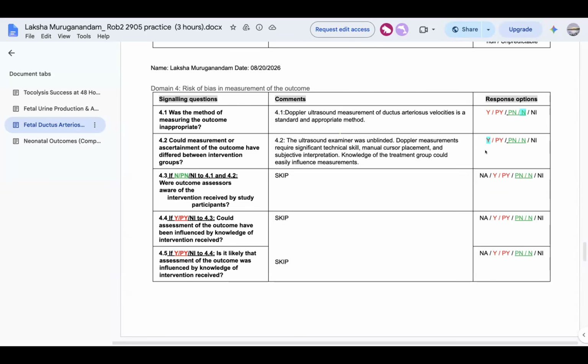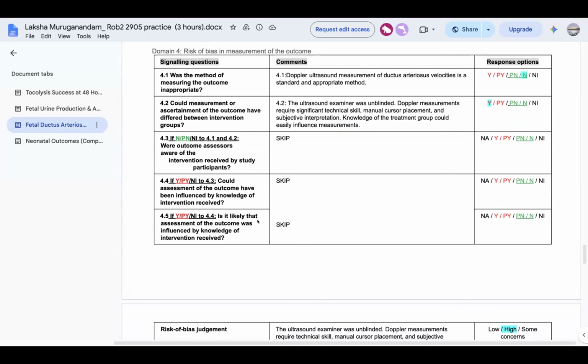Yes, 4.2 would be no, which means she was supposed to answer 4.3, 4.4, and 4.5, depending on her answers for 4.3.